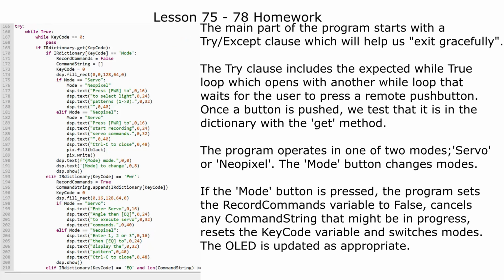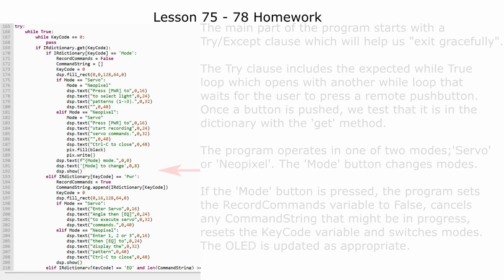Now the program operates in one of two modes, servo mode or NeoPixel mode. The mode button changes modes. If the mode button is pressed, the program sets the record commands variable to false, cancels any command string that might be in progress, resets the key code variable, and switches modes. The OLED is updated as appropriate.